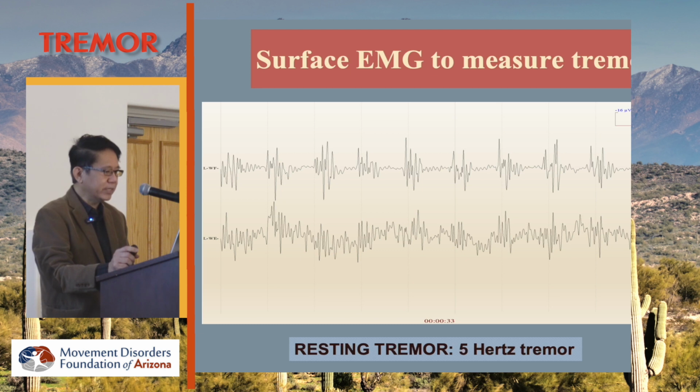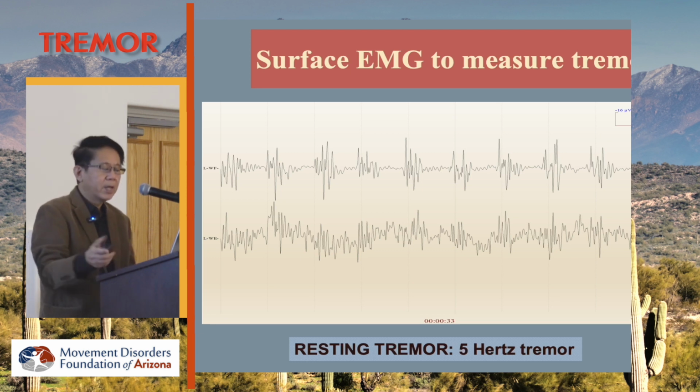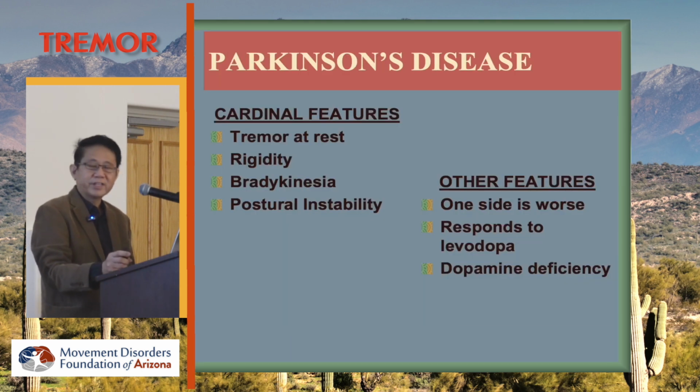And if I suspect Parkinson's, I try to look for the other cardinal features of Parkinson's. It's not just tremor, but other features, including rigidity, bradykinesia, which refers to slowness of movements, and then in more advanced cases, postural instability.